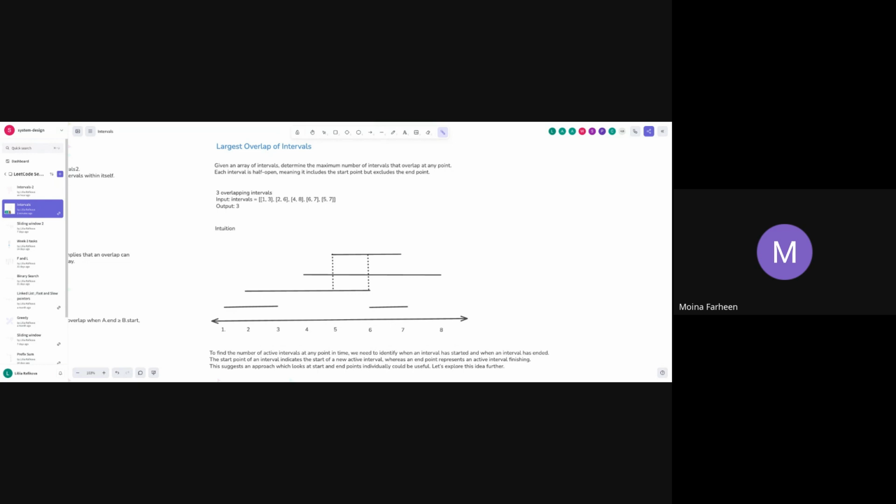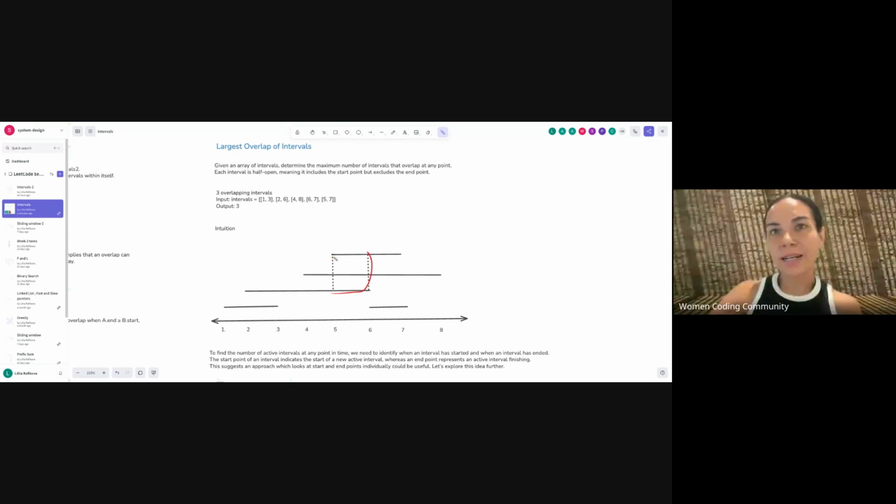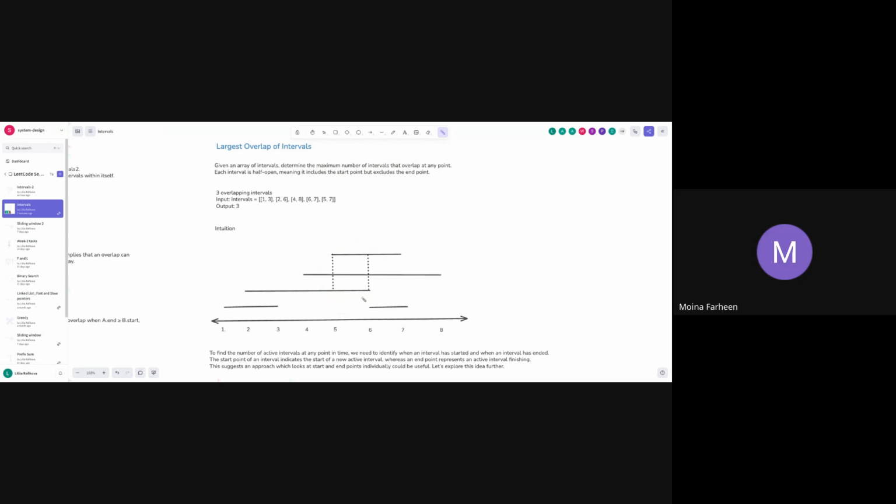But isn't that 6 to 7 overlapping with the top two? We need to find intersections. Yeah, it is true as well. So this one and this one also have an active point. It will also be three, so it will give the same answer. I mean, we need to find the maximum number of interval overlaps. Yes, it could be either this answer or this answer. Right. Yeah.